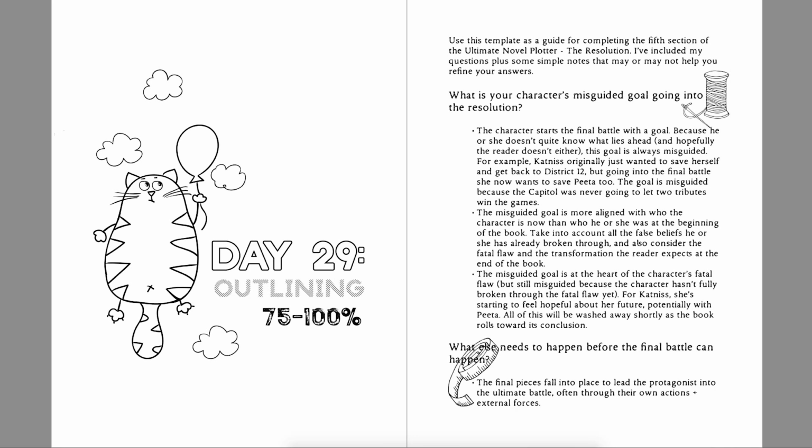This goal sounds very reasonable at the beginning. It is, however, also already misguided. That's her goal at about the 25% mark of the book. By the 75% mark, a lot has happened, and she has already experienced a transformation. Because of that, we want to show a new, upgraded goal that takes into account her whole transformation. The goal she has at the 75% mark is that she wants to win the Hunger Games with Peeta, and she wants to bring him home as well.